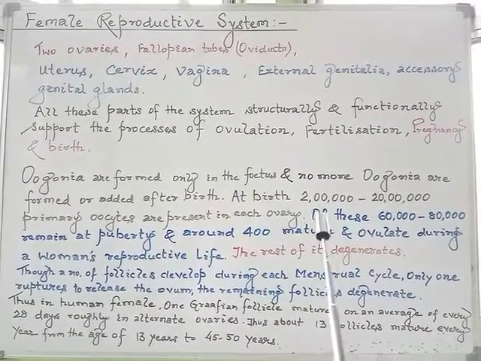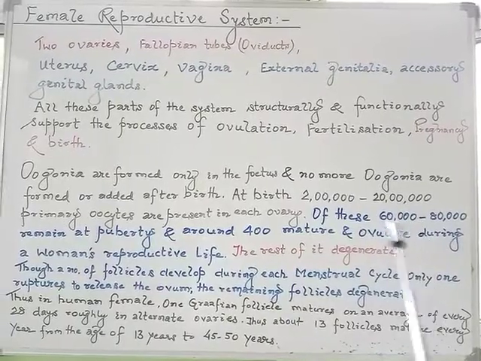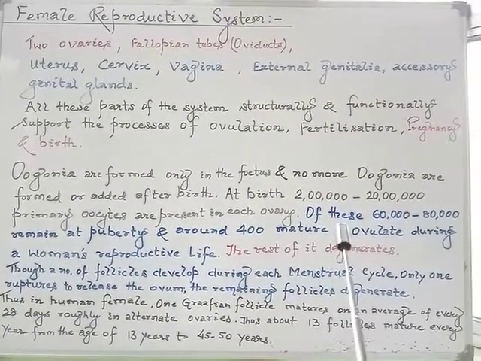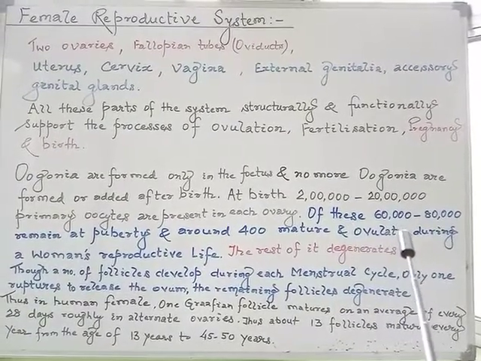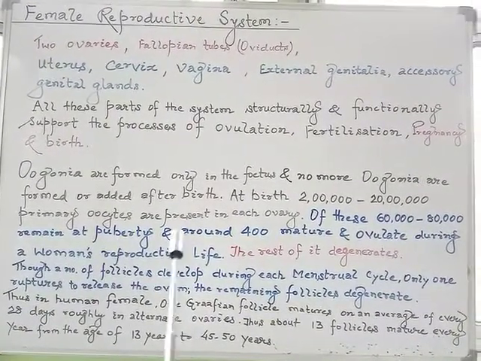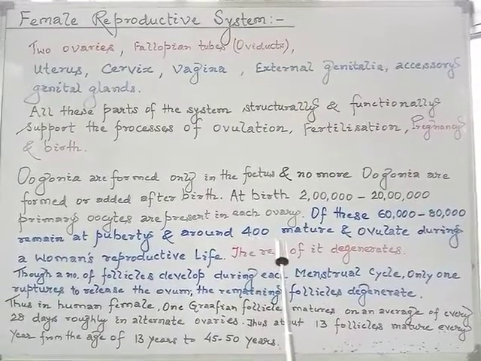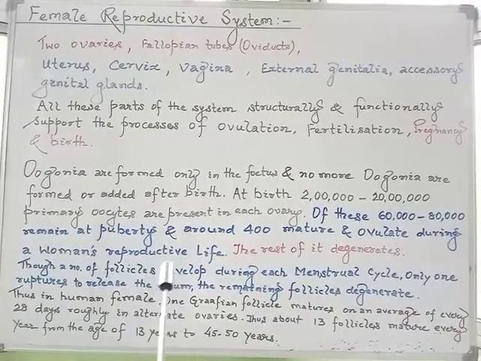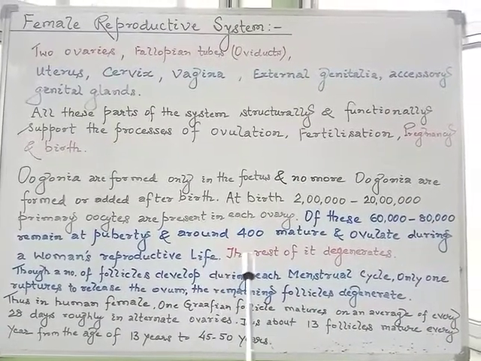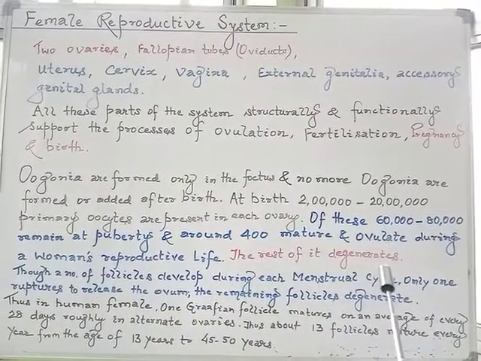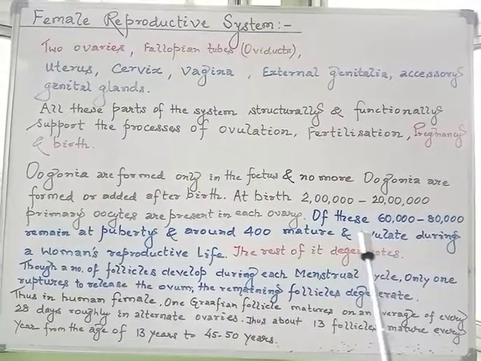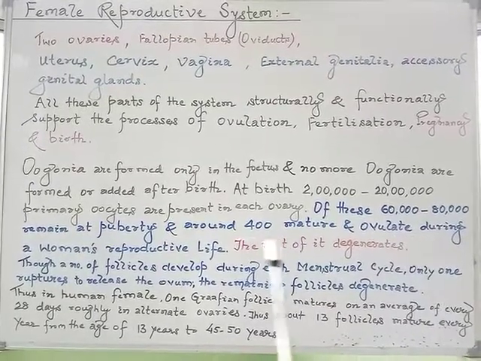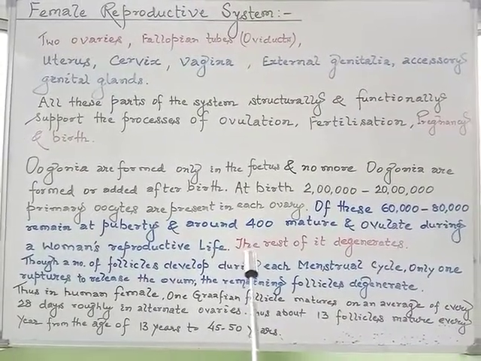At birth, around 2 lakhs to 20 lakhs primary oocytes are present in each ovary. Of these, around 60,000 to 80,000 remain at puberty and around 400 mature and ovulate during a woman's reproductive life. The rest of it degenerates. So, out of these, only 400 mature and ovulate during a woman's reproductive life.